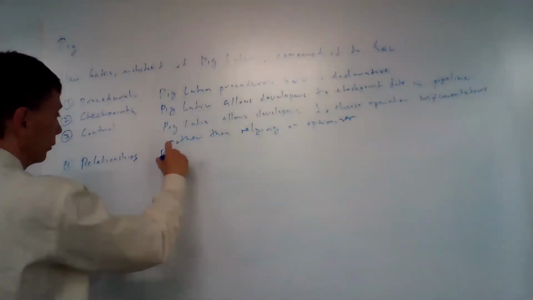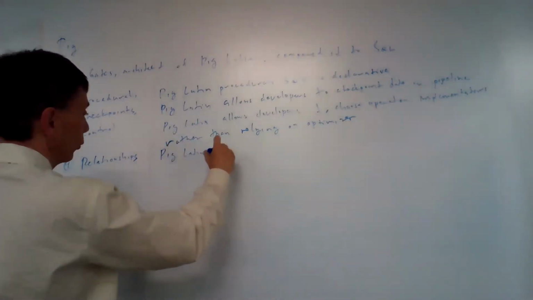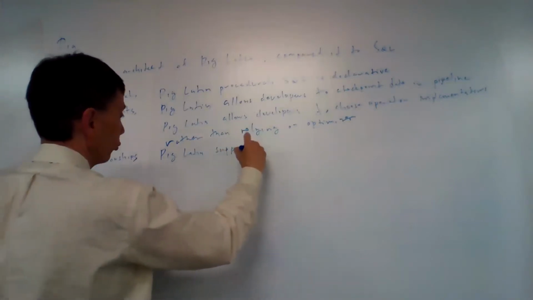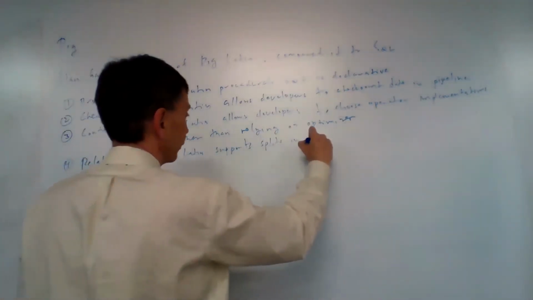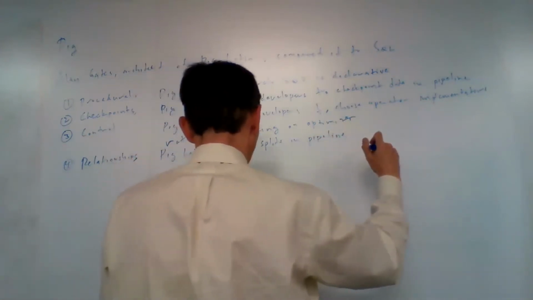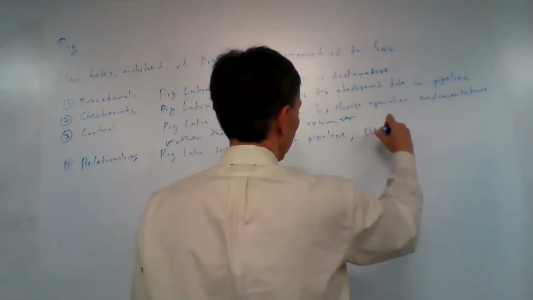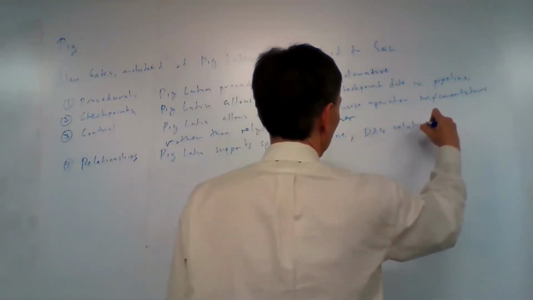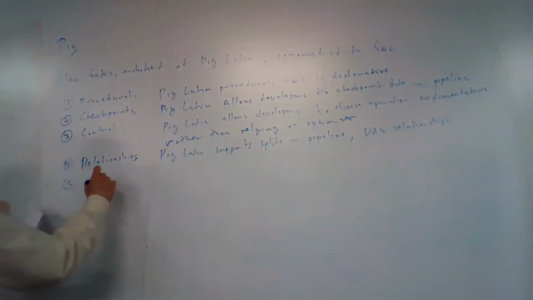So Pig Latin supports splits in the pipeline. So you can have DAG relationships, directed acyclic graph relationships. Normally in SQL you only get tree relationships. And then finally, it's extensible. So you can, I'm not going to write this out, but you can basically write additional code into the pipeline.